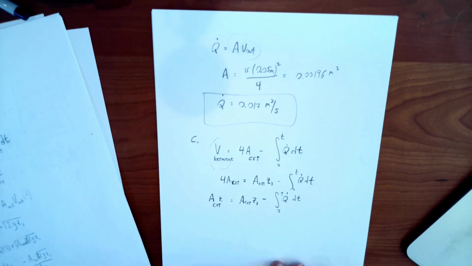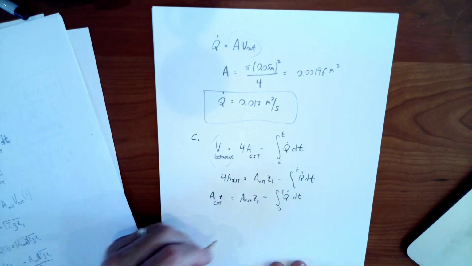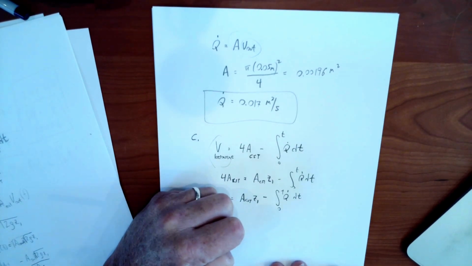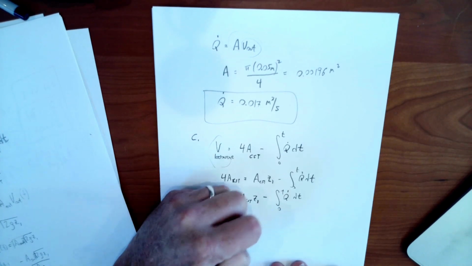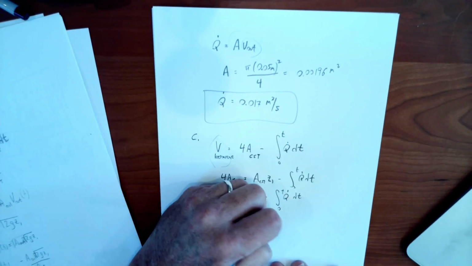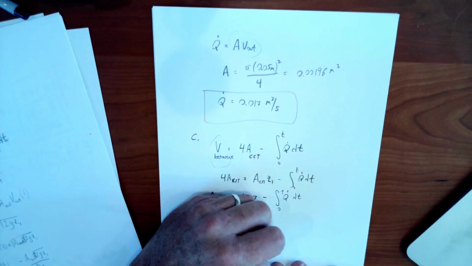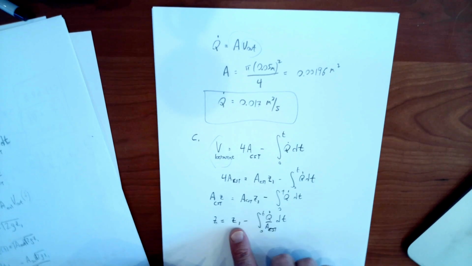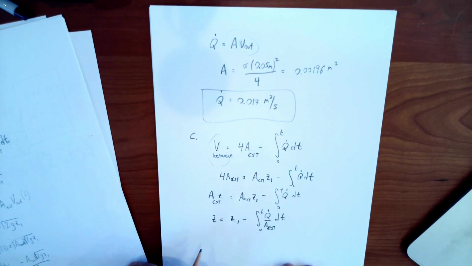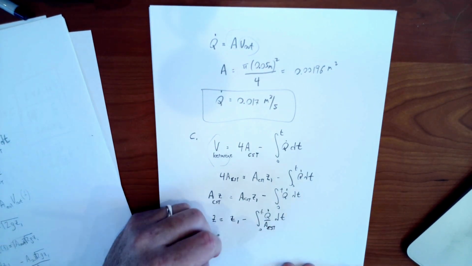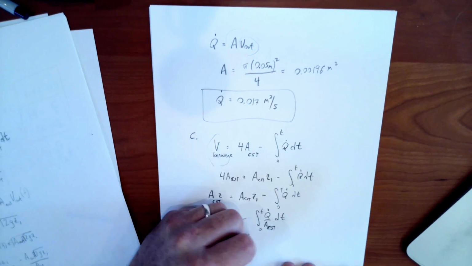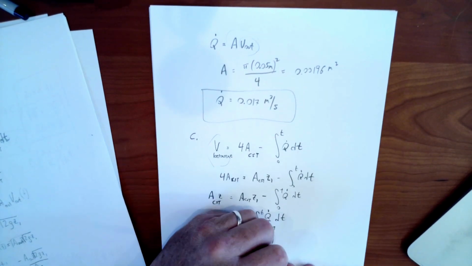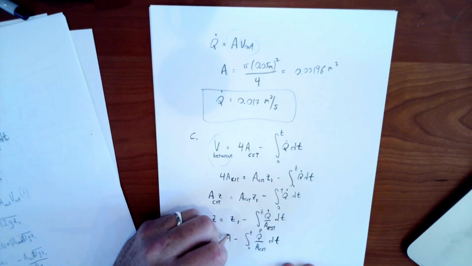And so if we want Z as a function of time, we can divide by A_CST. We get the initial Z1 minus the integral from 0 to t of Q dot over A cross-sectional, where we've divided by that on both sides. This Z1 is 4, of course, so I'm going to go ahead and put that in. So I have Z equals 4 minus the integral from 0 to t of Q dot over A cross-sectional dt. All right, so that looks good.